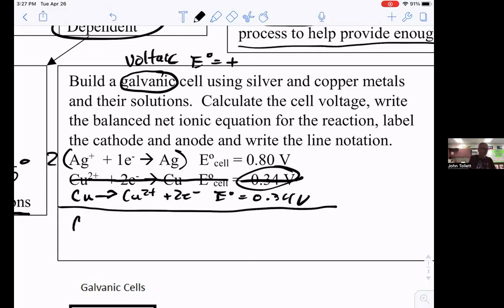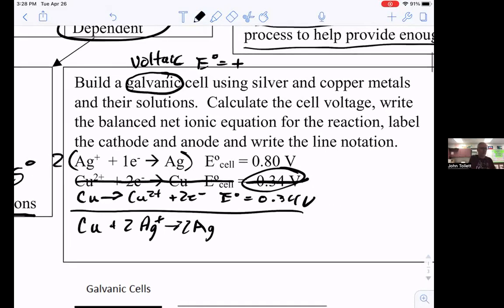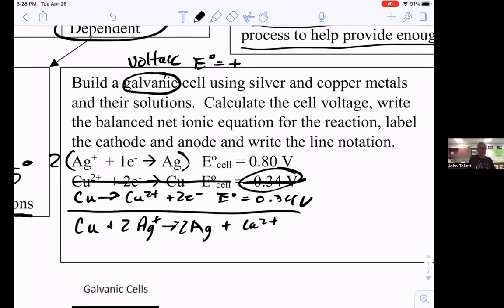So if I go ahead and write this out, this would be copper plus 2 moles of silver ions producing 2 moles of silver plus copper ions. That's Cu2+. And if I calculated that cell potential, adding that together, that ends up giving me 1.14 volts for my total. And I'll kind of show you that right there.